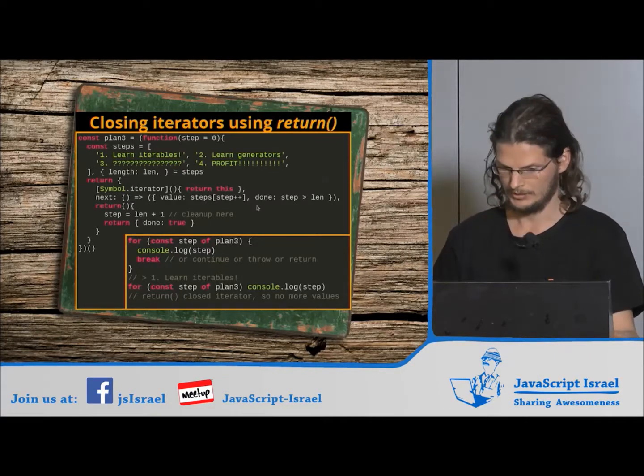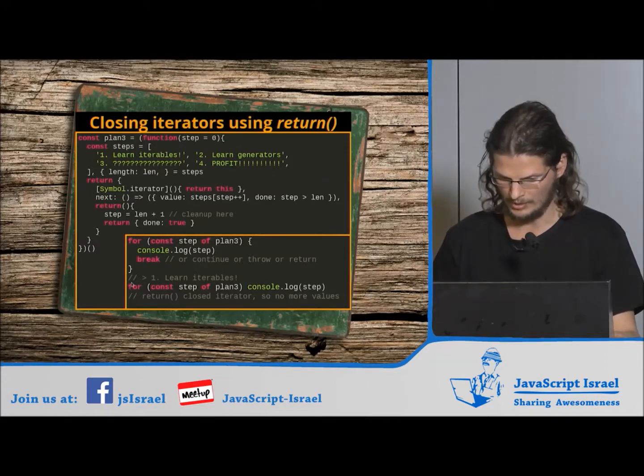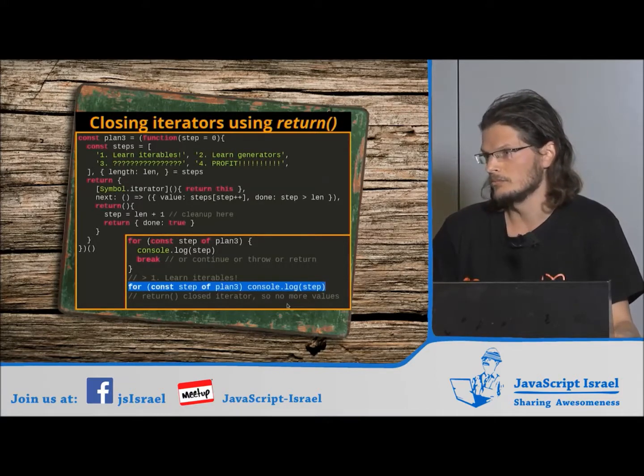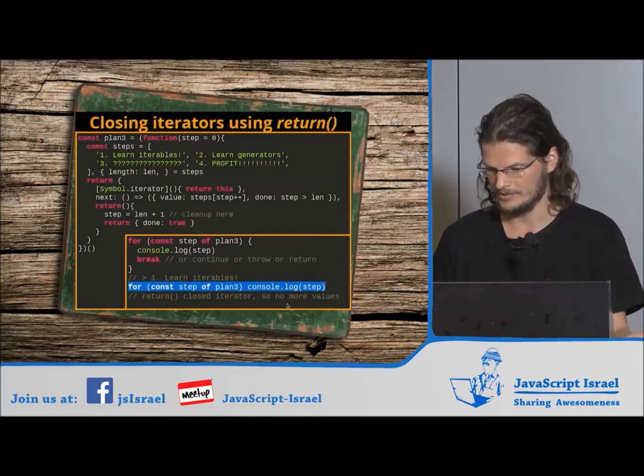Is this an error if you try to iterate on it now? No, you get nothing. The question is whether this is an error. And no, it's not an error. It returns done true, always. This is valid, just nothing happens.